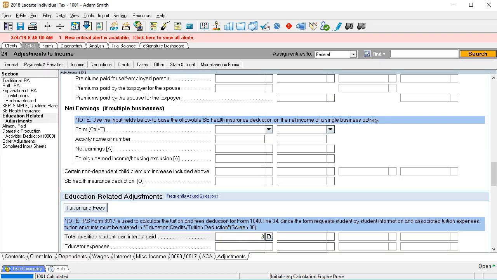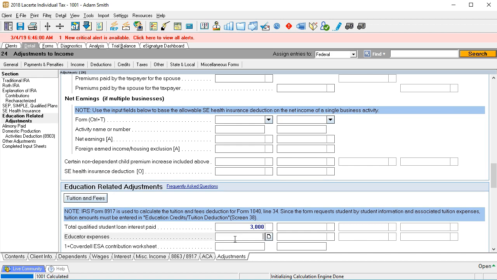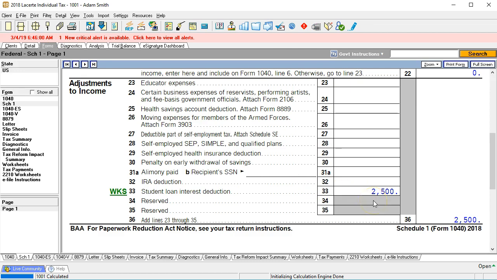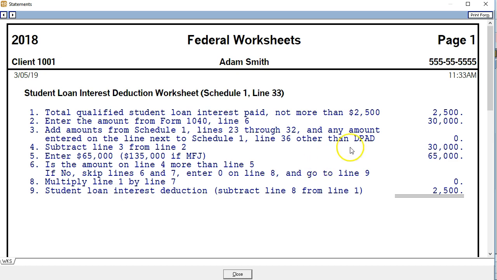Well, if I put $3,000 into the input screen, and again, tax software helps because it mirrors the code. So if we look at tax software, we can test what's happening in the code, and we could say, that lines up, that makes sense typically. So then we're going to say, well, 3,000. What'll happen? If I go back to the form, it caps it at 2,500. Why? Well, if we go into our worksheet here, we've got the 2,500 capped. And line 1 says total qualified student loan interest paid not more than 2,500. So that's going to be our limitation.